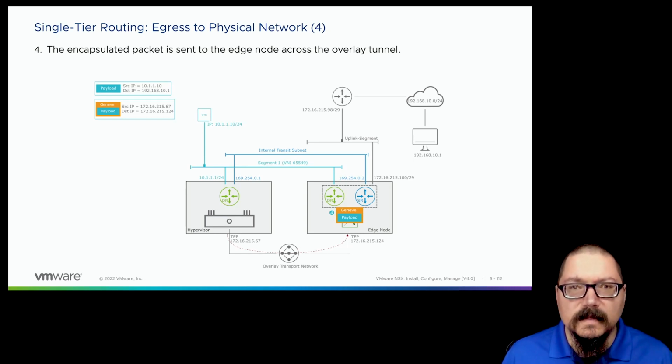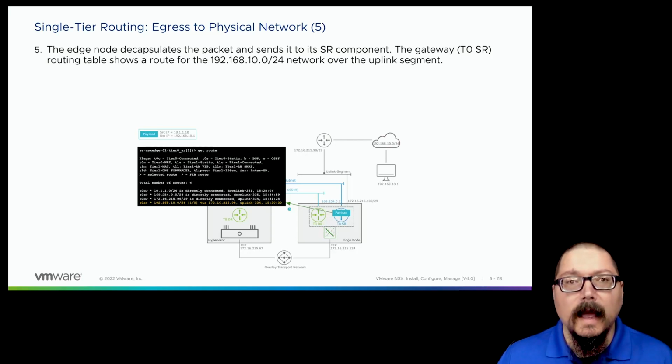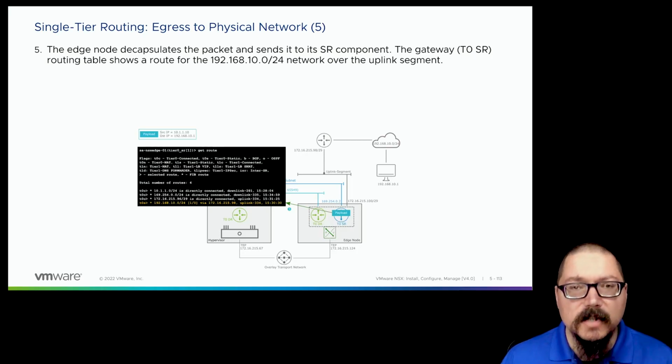Once the Geneve packet gets to the edge, we're going to strip all the headers off, right? We're going to decapsulate that Geneve packet, and that layer 2 frame will then be sent to the service router. The Tier 0 service router is going to pick up that payload. It's going to strip off the layer 2 headers and look at layer 3, because that's what a router is doing. And it's going to see that we're destined for 192.168.10.1. So it's going to validate or check that against its routing table.